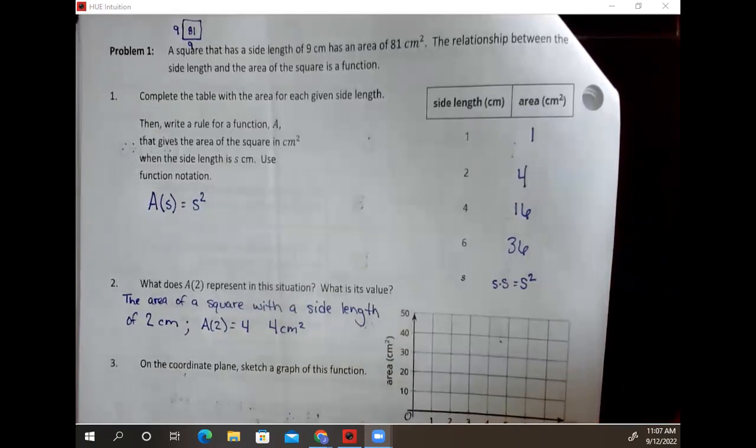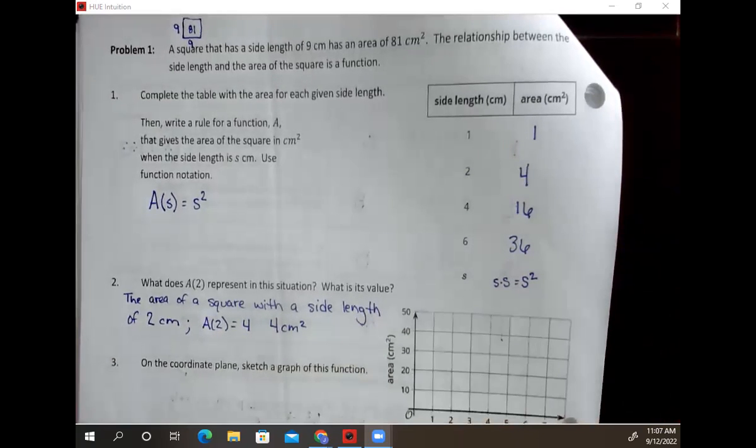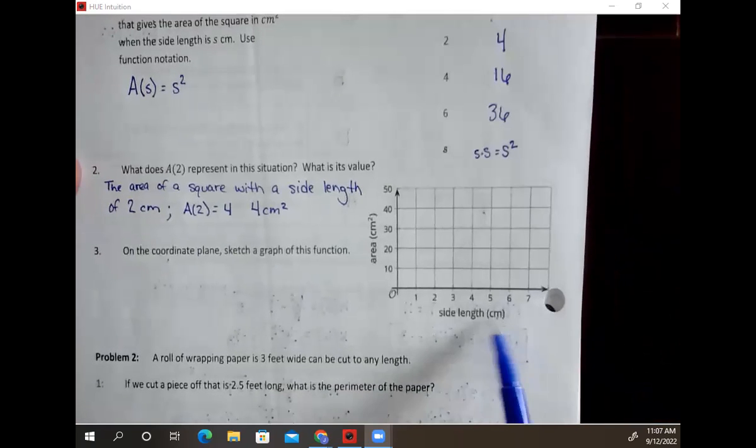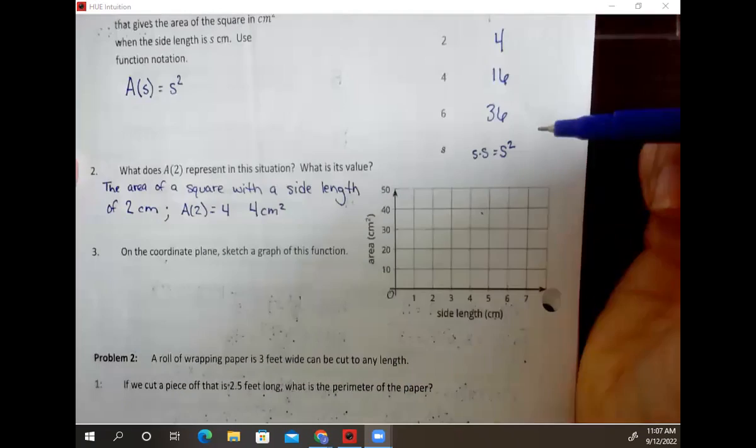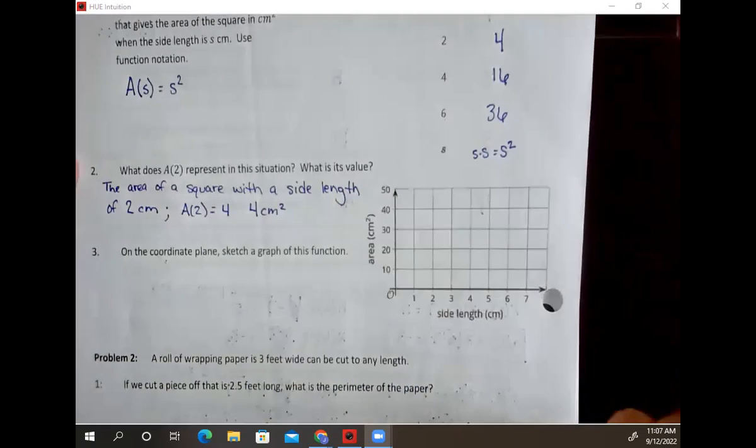We can answer some of these notation questions by evaluating based on inputs and outputs. We did that before, right? We've seen lots of examples where we have our information in tables. Remember, if I have a representation in a table, I could also have a representation in a graph. So I've got side length here on my x-axis, area here on my y. So I could take all these values from my table and plot them in a graph.